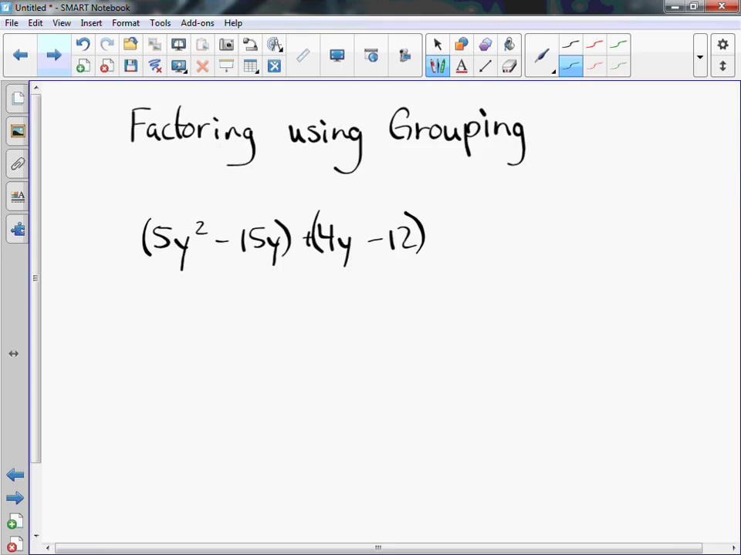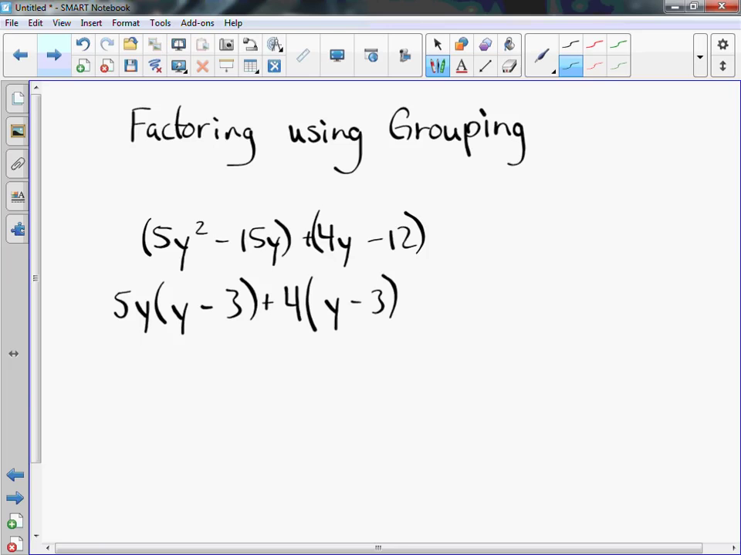Okay, now I'm just going to look at the first set of parentheses and factor out of that. Well, 5 comes out of both 5 and 15, and y comes out of both y squared and y. So if I take out a 5y, I'm left with y minus 3. Okay, in the second group, the only thing that comes out is a 4. So I need to leave my plus sign there. Get a 4 outside. If I take a 4 out, I'm left with y minus 3.